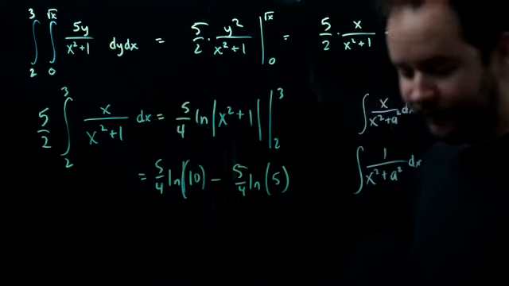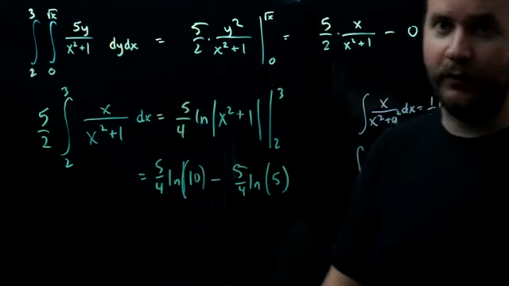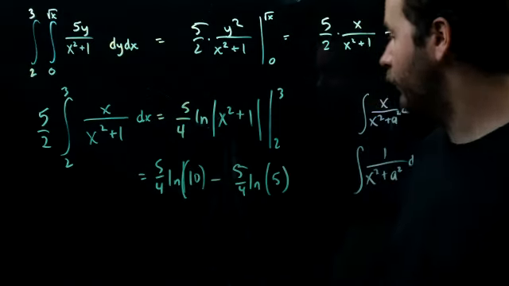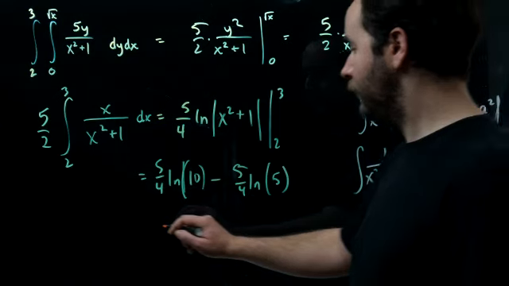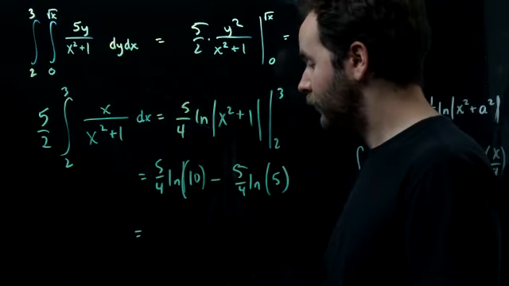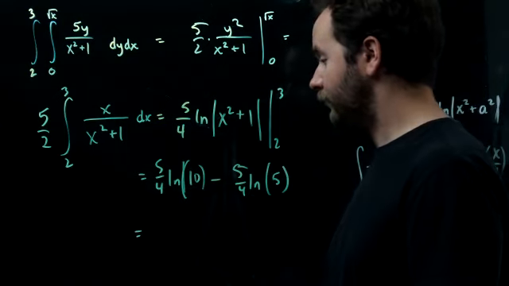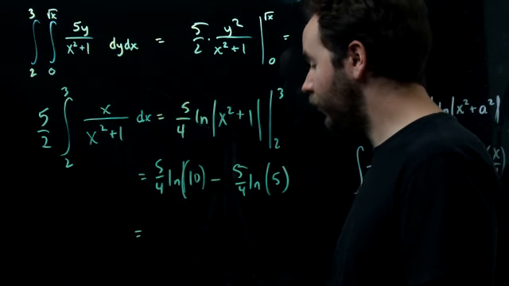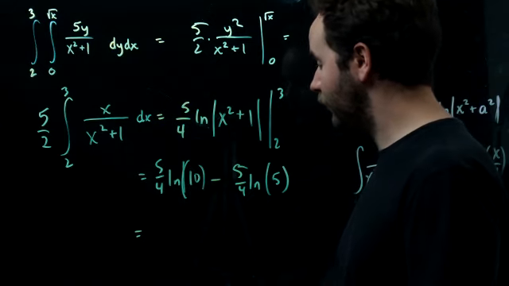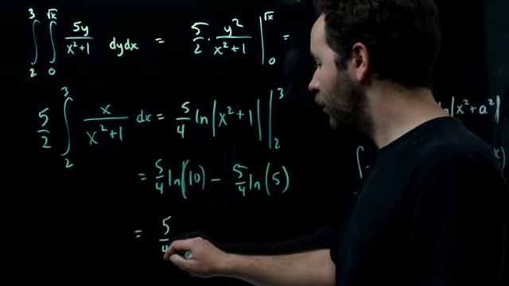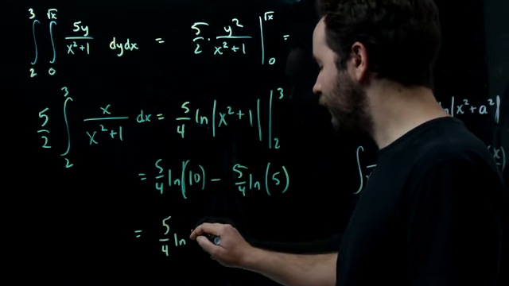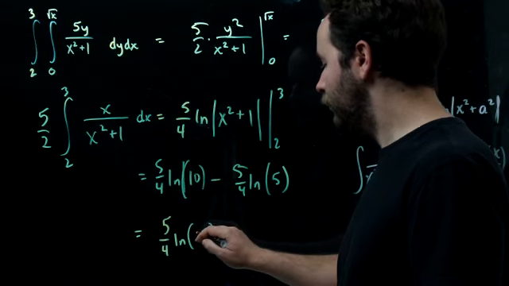Now you might not see this as an answer because Quest always does something to the answer to make it annoying for us. When you subtract two logs of the same base, what do you do with their arguments? Divide. There you go. So I get 5/4 ln of 2. That's your answer.